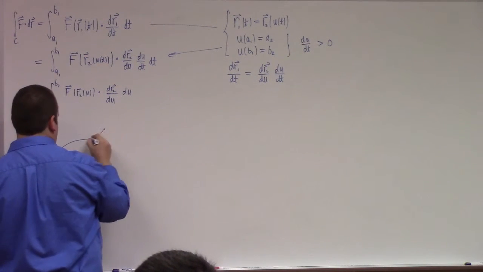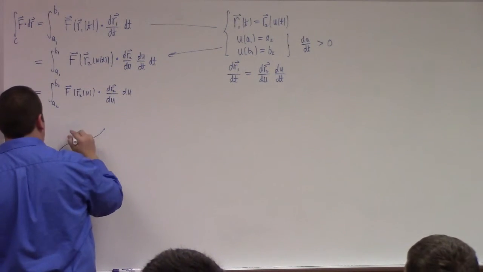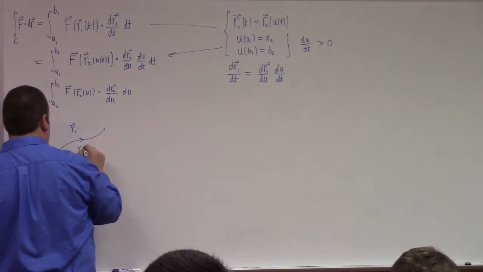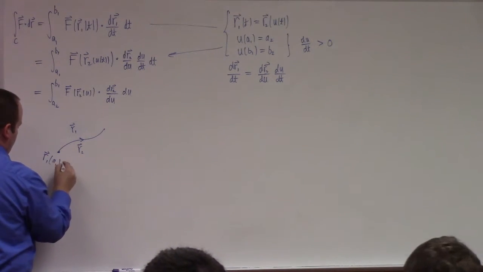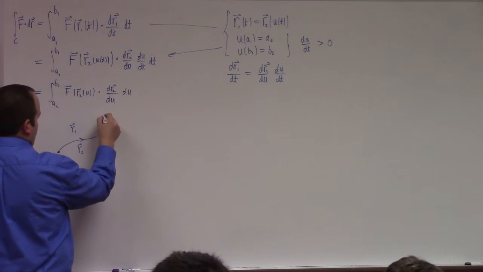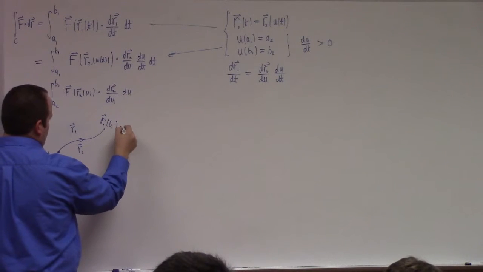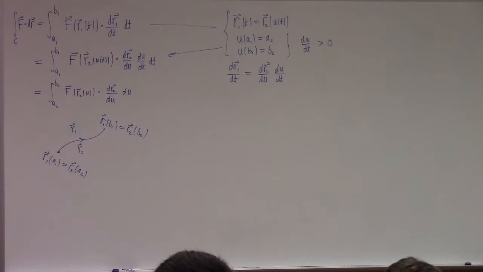Here's the curve, right? And so gamma 1 and gamma 2, R1 and R2, they're both going from R1 of A1 equal to R2 of A2, and R1 of B1 equal to R2 of B2. If they were reversed, then du/dt would be negative, right?